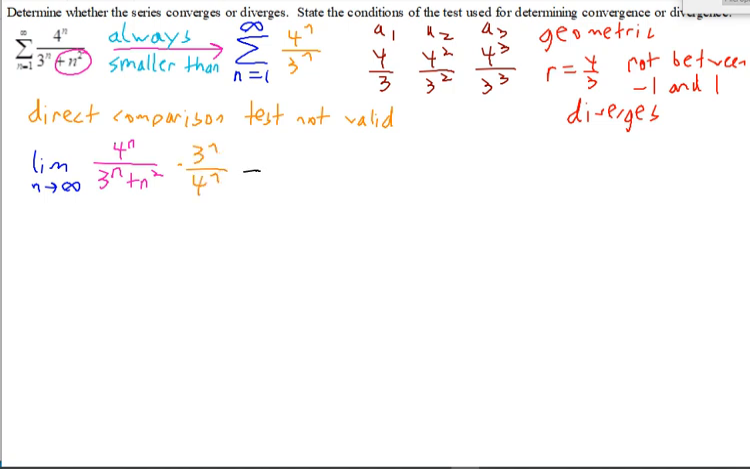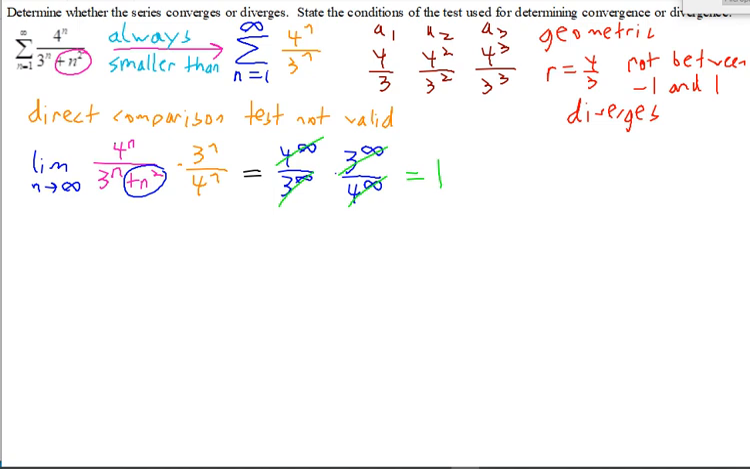And then when you plug in infinity, notice this n squared compared to the 3 to the infinity is going to be negligible, so you'd have 4 to the infinity over 3 to the infinity from here, times 3 to the infinity over 4 to the infinity. In this case, everything reduces out, and you just get 1. And as long as you get a positive number that's not infinite when you do this, that means the limit comparison test tells you these two that you're comparing do the same thing, either both diverge or both converge.